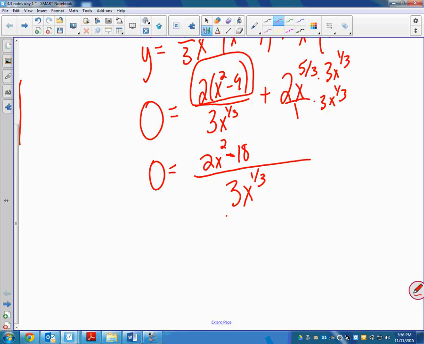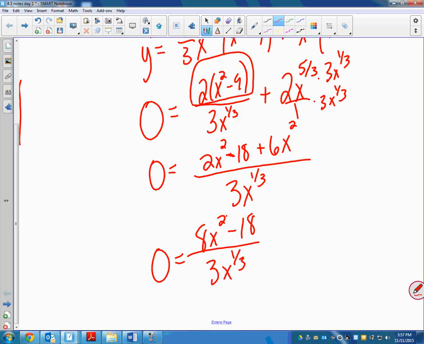And just like the one from the homework, it works out really nice because x to the 5/3 times x to the 1/3, I just add and I get x to the 6/3, which is just x squared. So I think you should get 8x squared minus 18 over 3x to the 1/3 power. So set that equal to 0. The top, right? We just set the top equal to 0. 8x squared minus 18 equals 0.